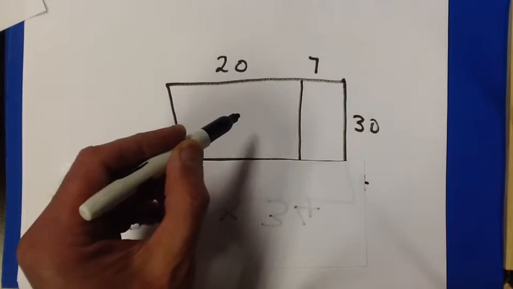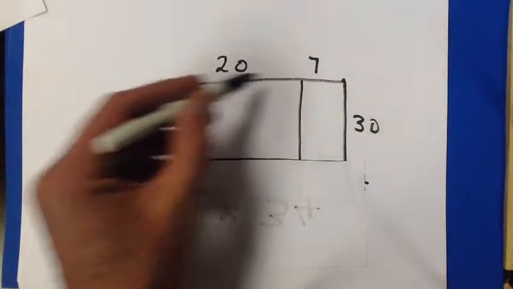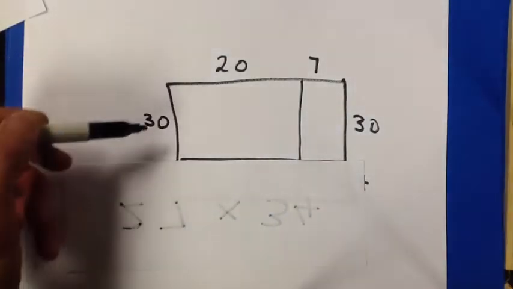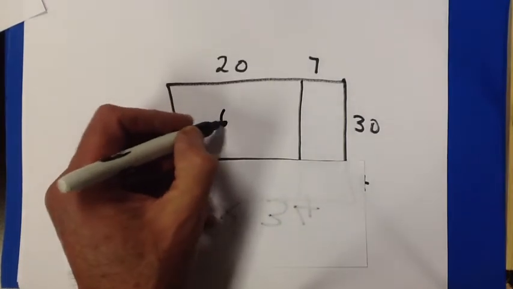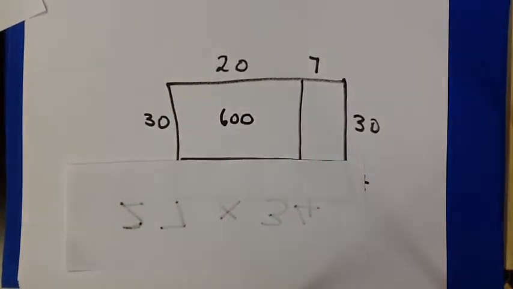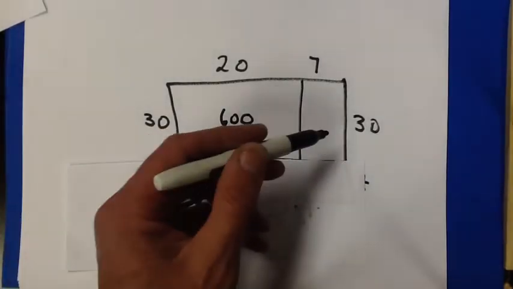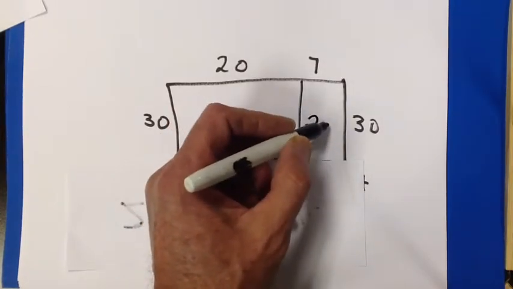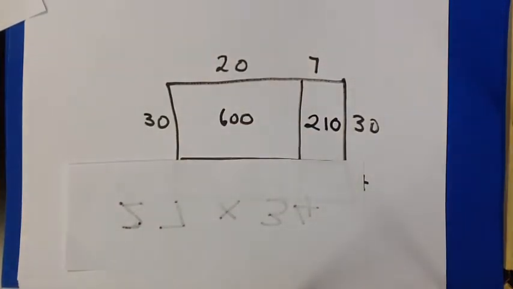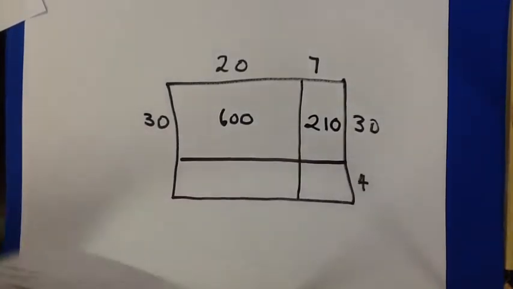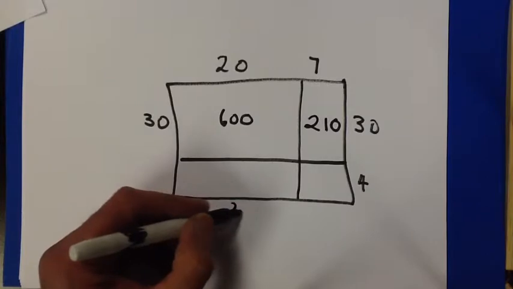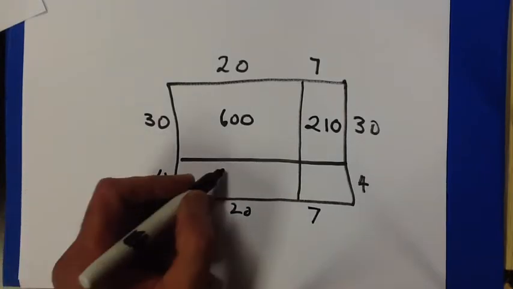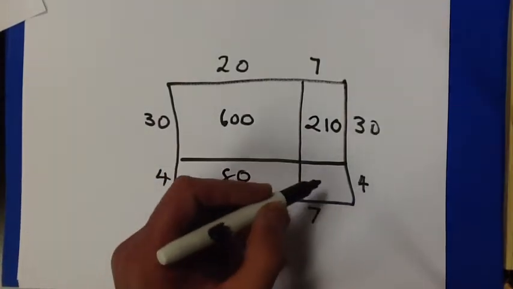So I've got 2 rectangles here. So if I think of the area of this one, it's 20 and 30. I can put the 30 here if you like. So 20 times 30, that will give me my 600. So that's the area of that rectangle. Now we go to this one. 7 multiplied by 30, or 7 times 30. That gives me 210. So far so good. Now let's carry on the process down here. Remember, I've got 20 here and 7 there, so 20 times 4, that's 80. And then 7 and 4, 28.